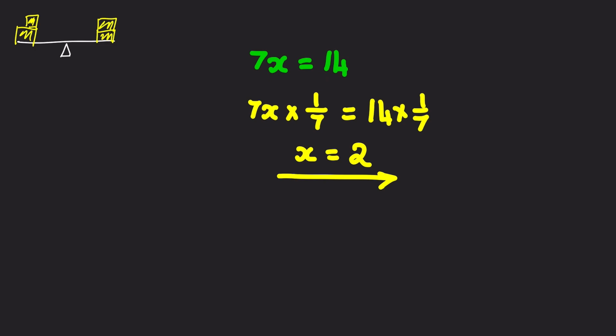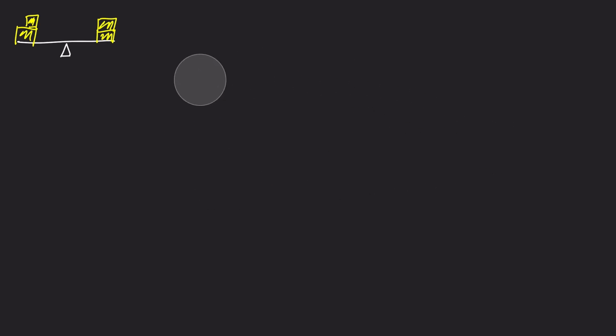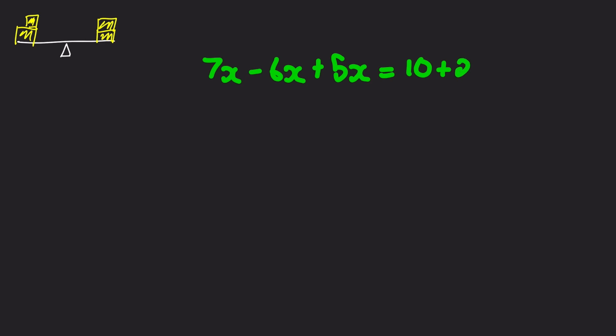Perfect. Now we can go on to another example. And this one you can try by yourself and then watch the video afterwards. But let's try it. So if I said 7x minus 6x plus 5x is equal to 10 plus 2. So it's a bit longer, but it's still quite simple.